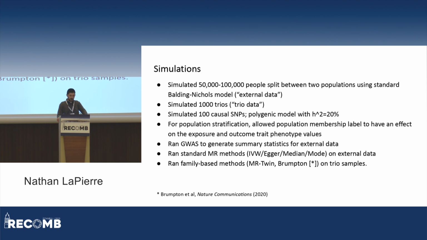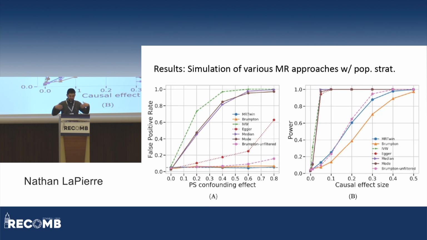We then ran a GWAS to generate summary statistics for the external data. And then we ran some standard MR methods on the external data. If you've worked in MR at all, you're probably familiar with these. Then we ran MR twin and another family-based method from Brumpton et al. on the trio samples. Okay, so I've been talking a lot about this. Let's see the results. This is the key result.